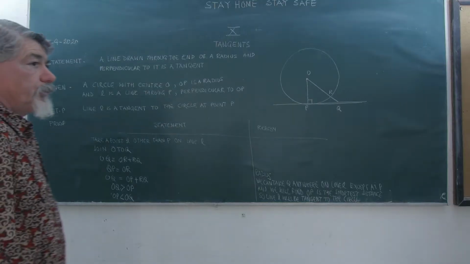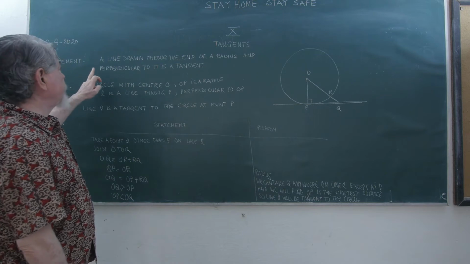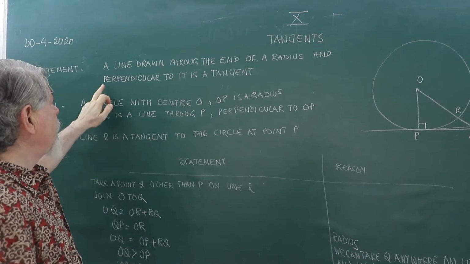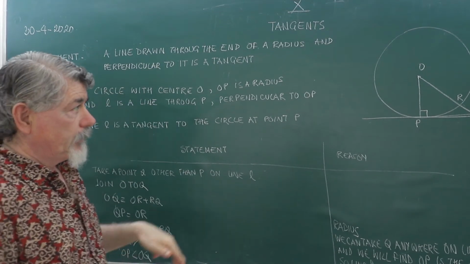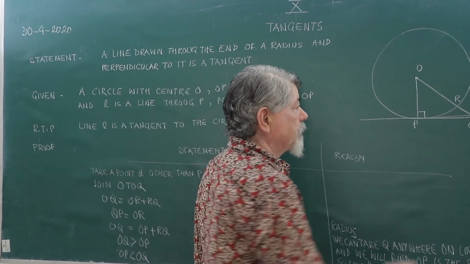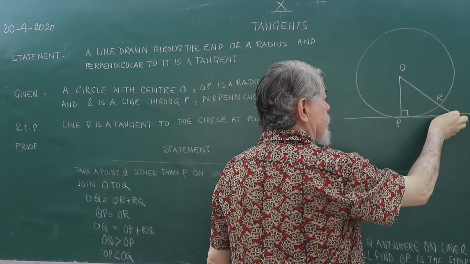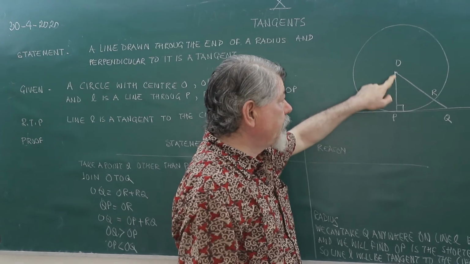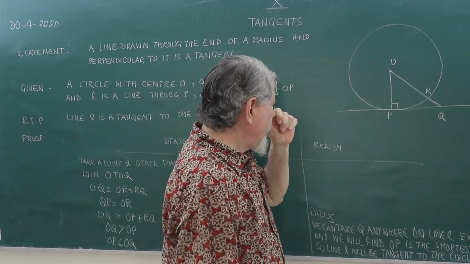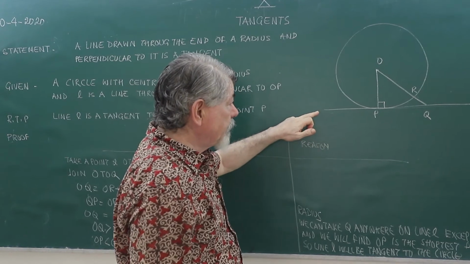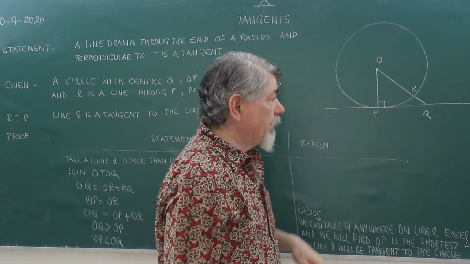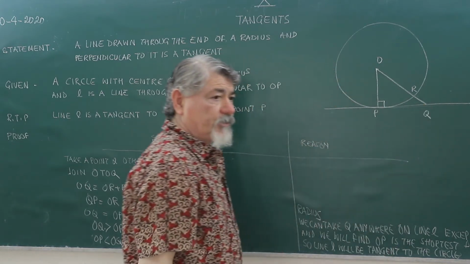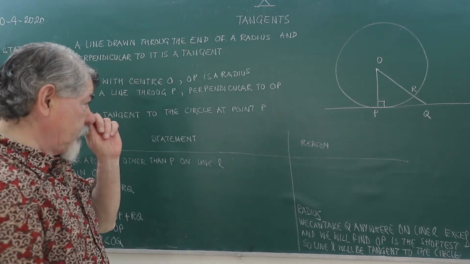Now let us discuss the theorem about tangents. The statement of the theorem is: a line drawn through the end of a radius and perpendicular to it is a tangent. Like this is a circle drawn here. OP is a radius, P is on the circumference of the circle, and a line is drawn perpendicular to it. We will have to prove that this line is tangent to the circle.